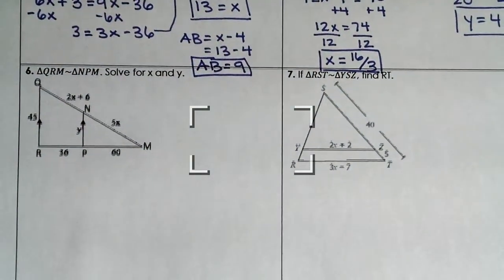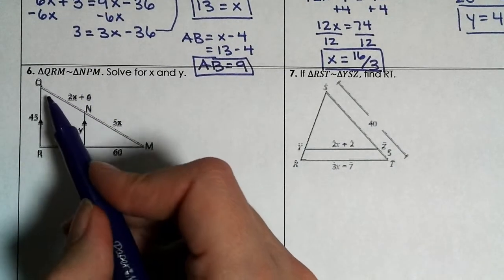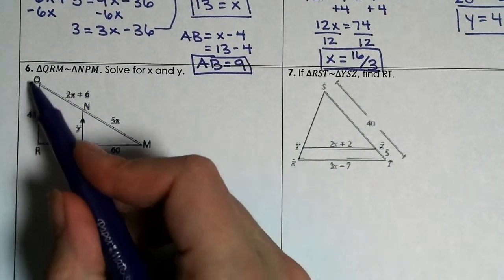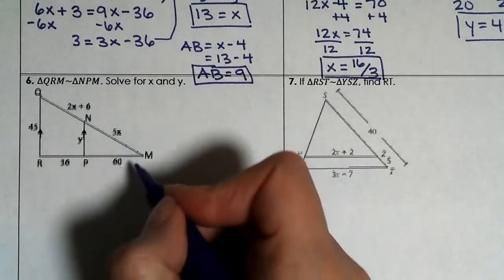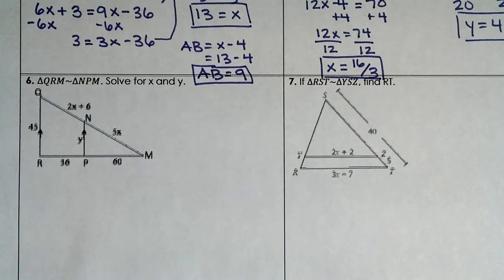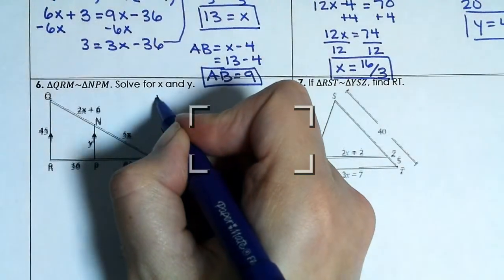All right, number 6. So triangle QRM. So that's this big triangle right here, is similar to NPM. So first thing I'm going to do is separate these two triangles into separate drawings. You don't have to do that, but it is something that could help.